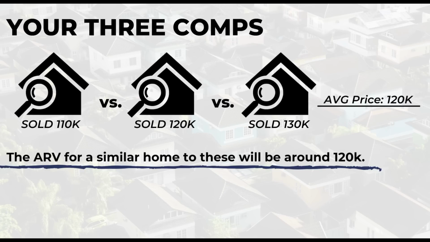So, for example, let's say you find 3 houses that are very similar. One sold for $110,000, one for $120,000, and one for $130,000. You know your average is $120,000.